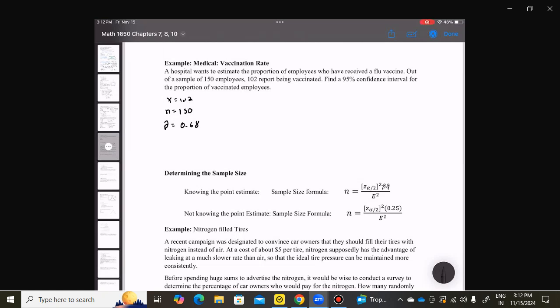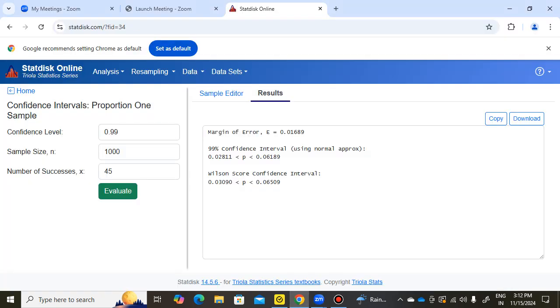We're going to look at finding a 95% confidence interval for the proportion of vaccinated employees. So confidence level is 95% or 0.95. Okay, so go to StatDisk, put in 0.95, 150, 102. The margin of error is 0.075. The confidence interval is 0.605 less than P less than 0.755.